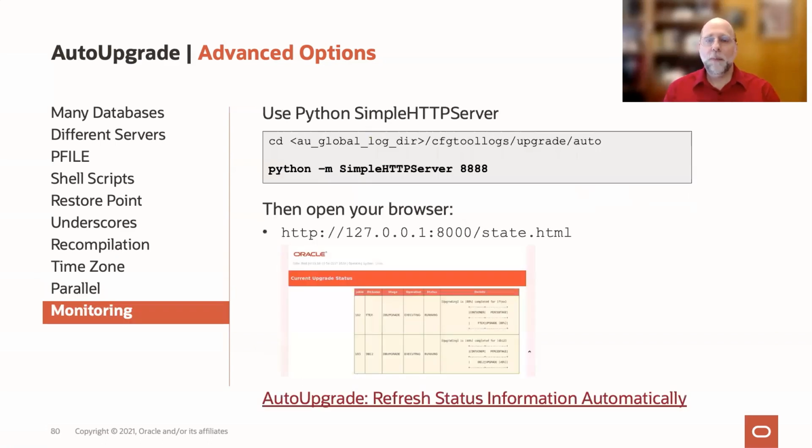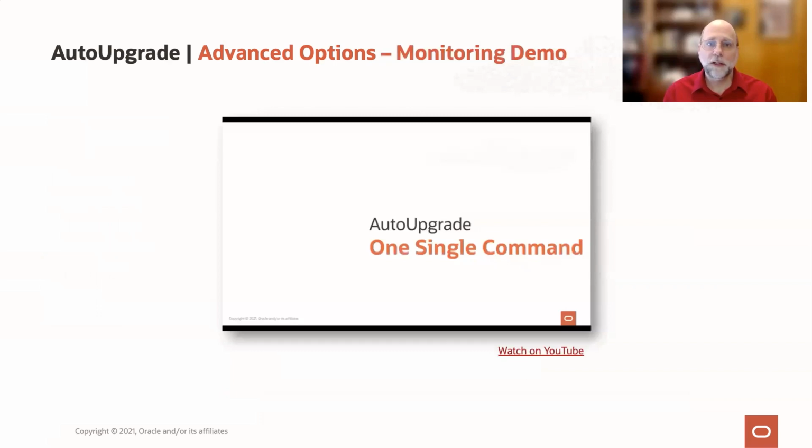Finally, let's talk about monitoring. We know that as much as you love automation and having manual work automated, you also want to know what's going on so that you can control it if you need to. And that is one of the maxims that AutoUpgrade has, that we want to make sure you don't lose any of the monitoring or logging capabilities that you're used to. Well, this is a really neat trick of using a Python simple HTTP server to monitor the database upgrade. And let me show you this in a demo.